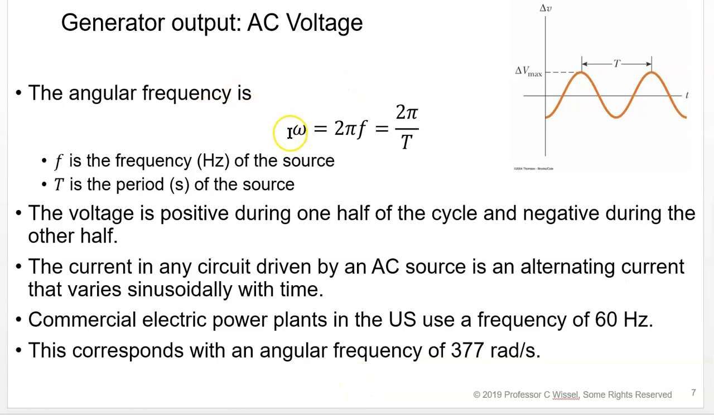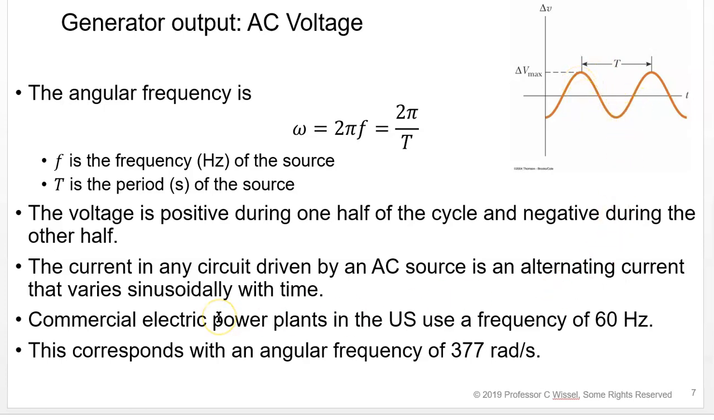Okay, so the angular frequency is omega equals 2 pi f, and that equals 2 pi over T. F is the frequency in hertz, that's cycles per second. T is the period in seconds of the source. And here, of course, is a sinusoidal waveform. It's really hard to say that. Here is the period, okay? And here is the amplitude. The voltage is positive during one half of the cycle and negative during the other half.